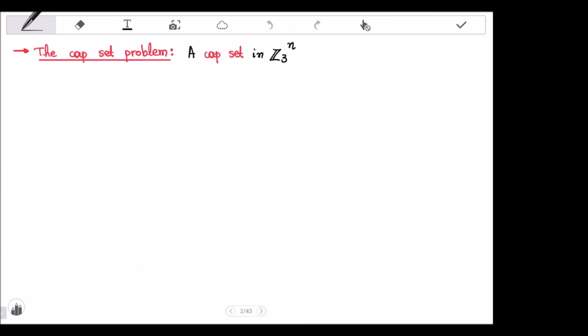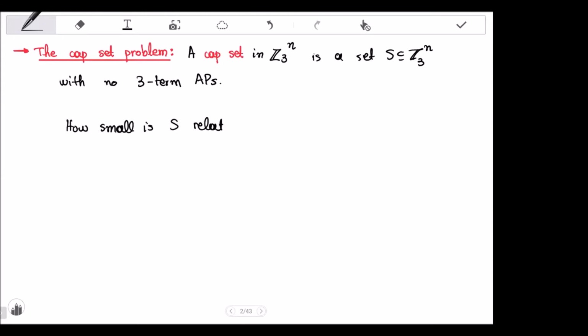Okay. So what is a cap set in Z3 to the n? It is a set S inside Z3 to the n that has no three-term arithmetic progressions. And the question is, how small is this set relative to the ambient space? So how small is S relative to Z3 to the n, which of course has size 3 to the n.